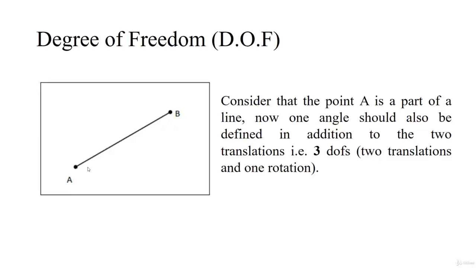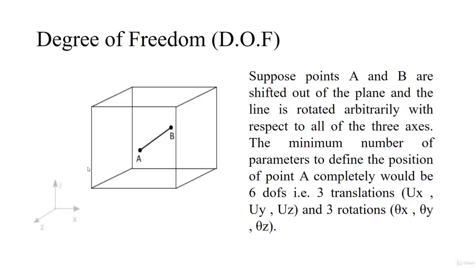degrees of freedom. Then coming to 3D space, if we take the same line, in order to specify the position of A, I need to give 6 coordinates, a total of 3 translations and 3 rotations, which makes the total degrees of freedom for point A to be 6. Likewise, if you take point B also, it will be 6 degrees of freedom.